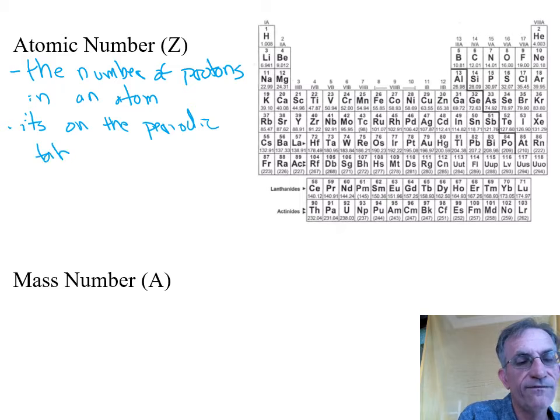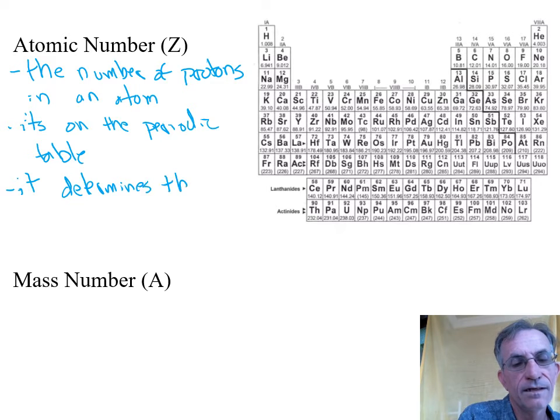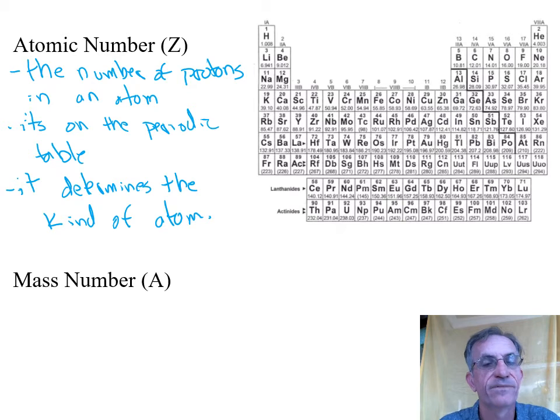And let me tell you one more fact. It determines the kind of atom you are. All right, so the atomic number is the number of protons in an atom. It's on the periodic table. It determines the kind of atom. If we look at the periodic table, the number I'm really referring to is the one you see above the symbol. The number above the symbol, where it says 1 and 2 and 3 and 4, those aren't just for counting. Those are telling you the number of protons.